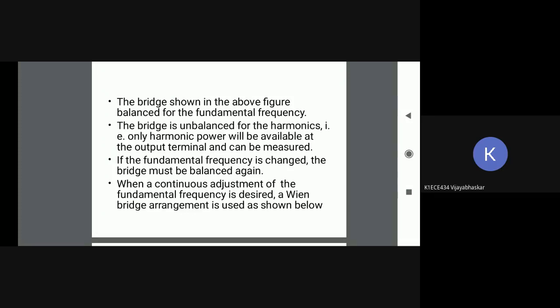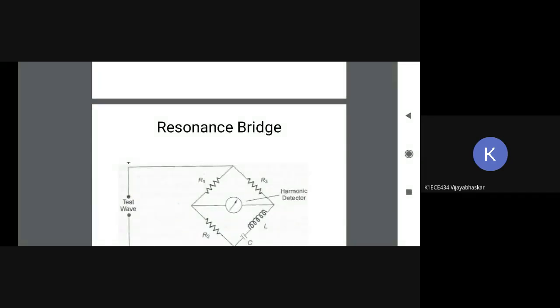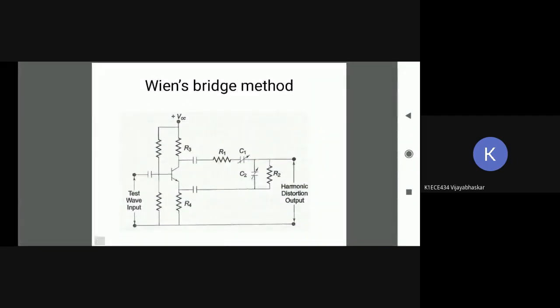And about the fourth point, when a continuous adjustment of the fundamental frequency is desired, a Wien bridge arrangement is used as shown below. So if we continuously have to change the fundamental frequency, if more number of times we have to take continuous changing of frequency, we have to prefer the Wien bridge. So this is the resonance bridge. So if continuously we have to take the fundamental frequencies, we have to choose the Wien bridge. Okay students, this is the Wien bridge method.